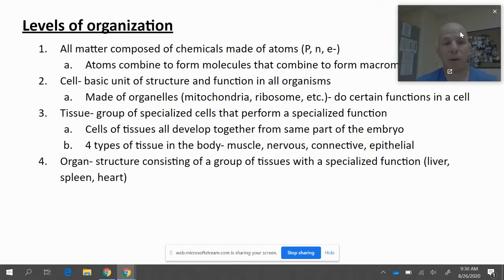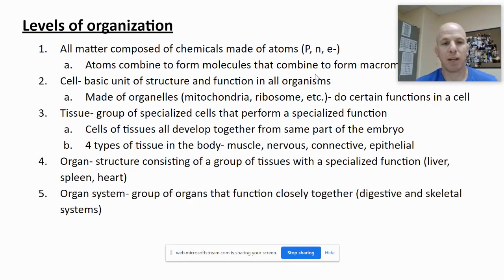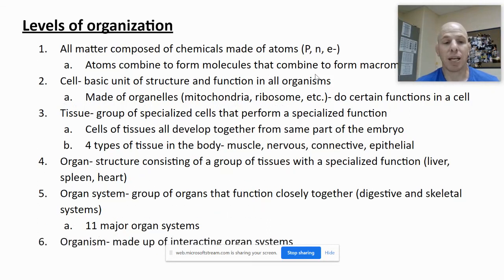From there, we have an organ system. An organ system is a group of organs that function closely together. Think of the organ systems in the body. You probably have heard of some: digestive system, respiratory system, circulatory system, reproductive system. There are 11 organ systems in the body. We're going to learn them all. And then lastly, all that stuff together makes up the organism. So that's the levels of organization.